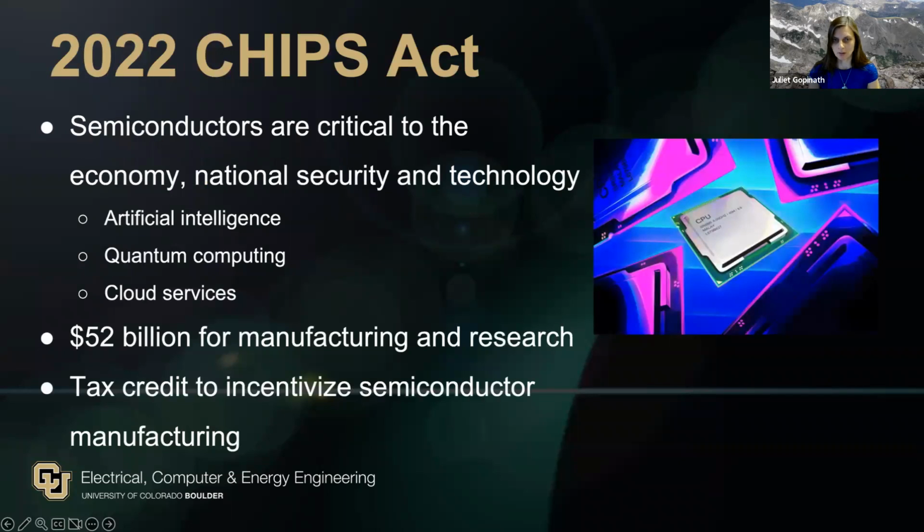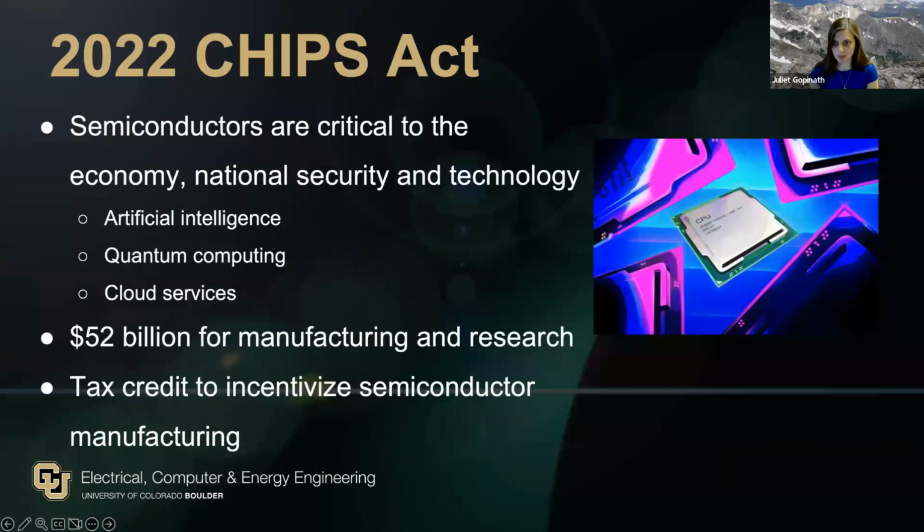Thank you, Erica. So in 2022, the US passed the CHIPS Act. And this recognized what we already know, but it put it into writing that semiconductors are critical to the economy, national security, and technology. They have many, many applications that include artificial intelligence, quantum computing, and cloud services, among others. The CHIPS Act allocates $52 billion for manufacturing and research, and also features a 25% tax credit to incentivize semiconductor manufacturing. Importantly, it also calls out STEM education and workforce development.